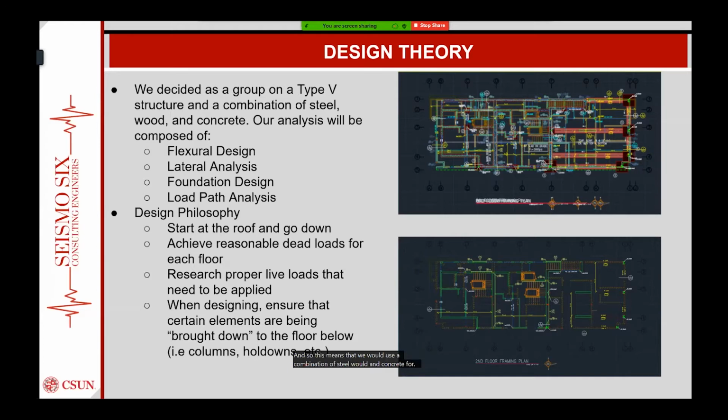For our flexural design, we needed a lateral and gravity load path, starting with the roof and working our way down. And in that process, we wanted to achieve reasonable dead loads for each floor, and also research proper live loads that needed to be applied. And then lastly, we wanted to ensure that certain elements are being brought down, quote unquote, to the floor below, such as columns or hold downs. So that's what we wanted to achieve.